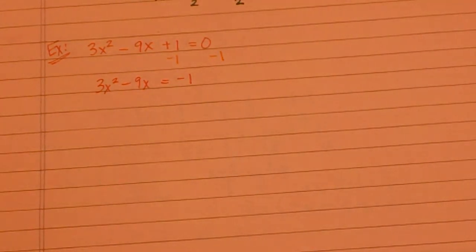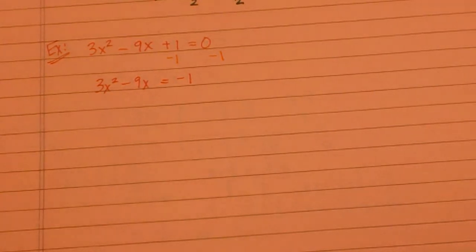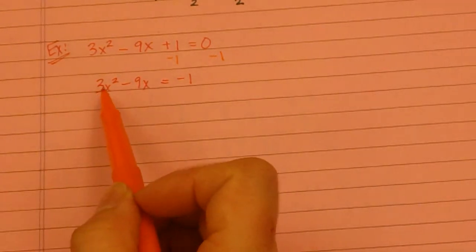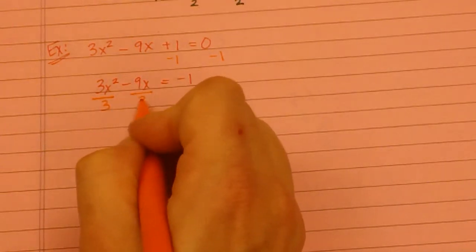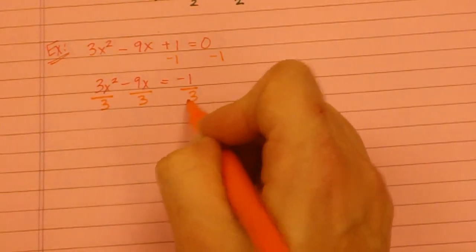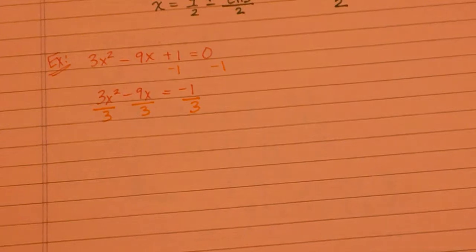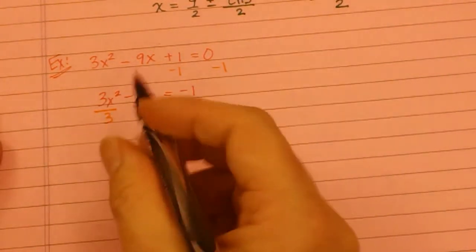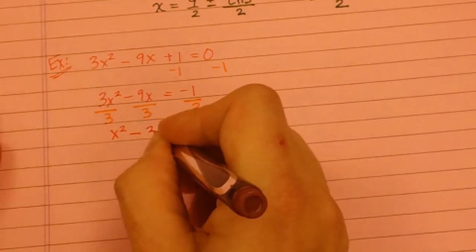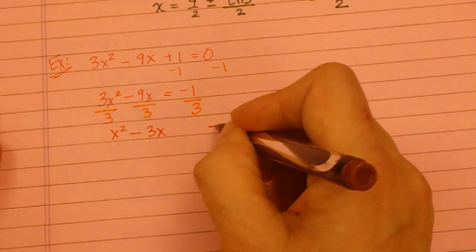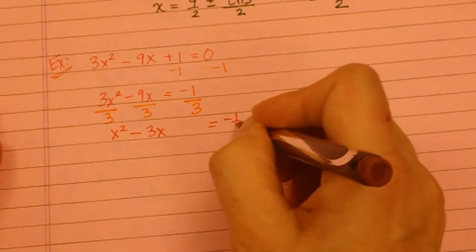Then we need to make sure that our leading coefficient is 1. Right now, the leading coefficient is 3, because I've got that 3 in front of the x squared. So I'm going to need to divide each term by 3. I know that's going to make fractions, but that's okay, we'll deal with it. So the 3x squared divided by 3 leaves us with x squared, and then minus 3x, leaving a gap, and that equals negative 1/3.